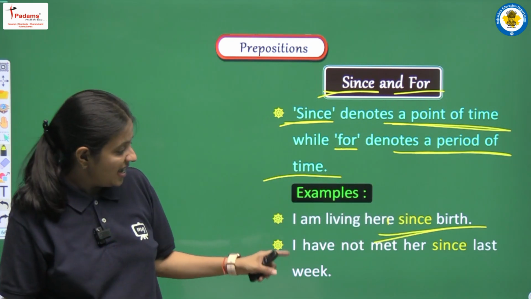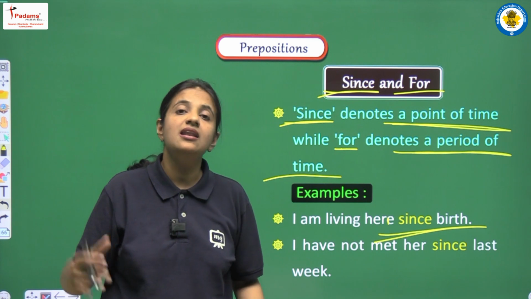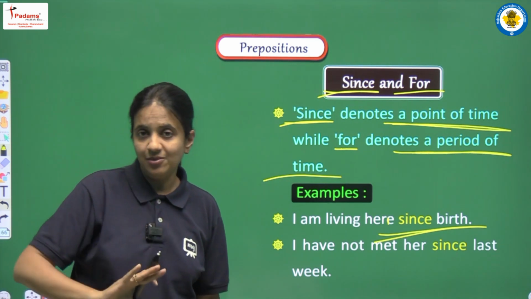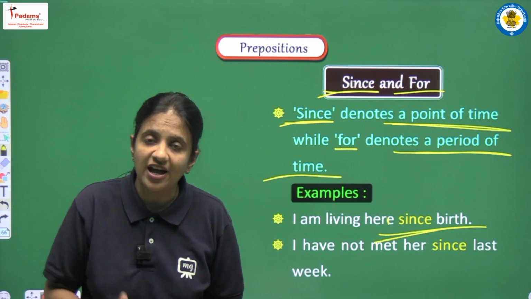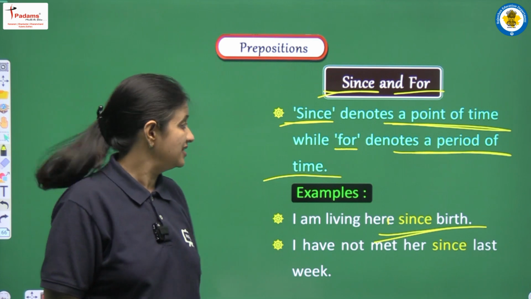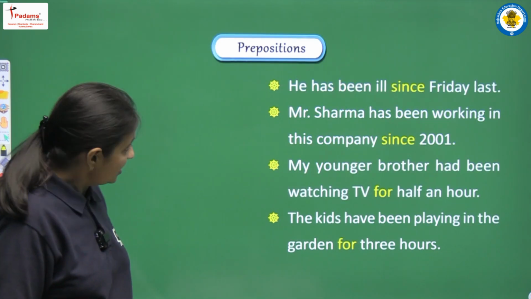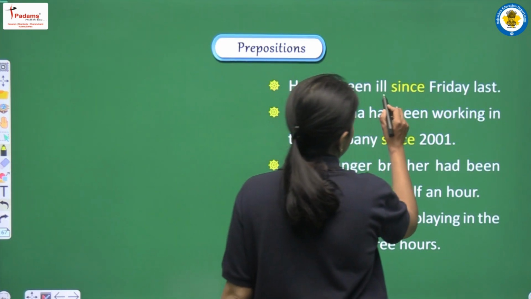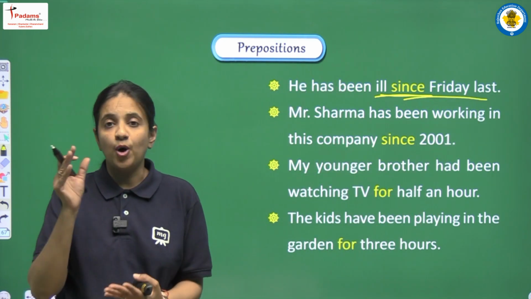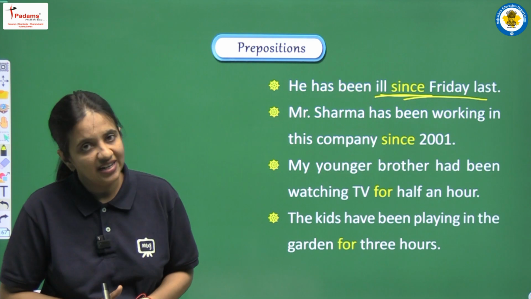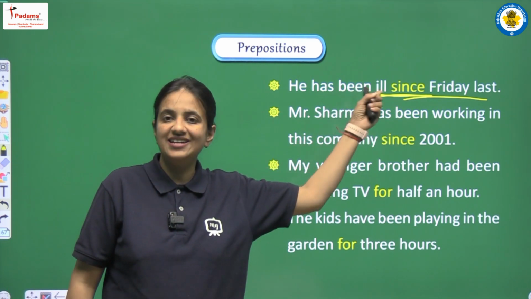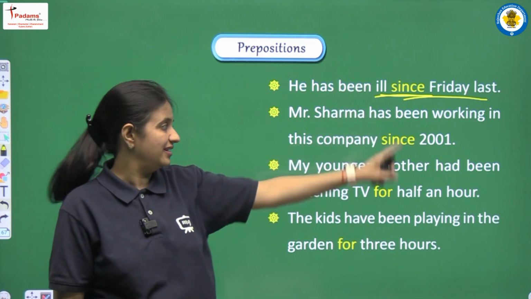Second one is: I have not met her since last week. Again we are talking about one particular time, a point of time, and this is the reason we are having since here in this sentence. Next, he has been ill since Friday last. Friday is a particular day, a point of time, and this is the reason we are having since here.